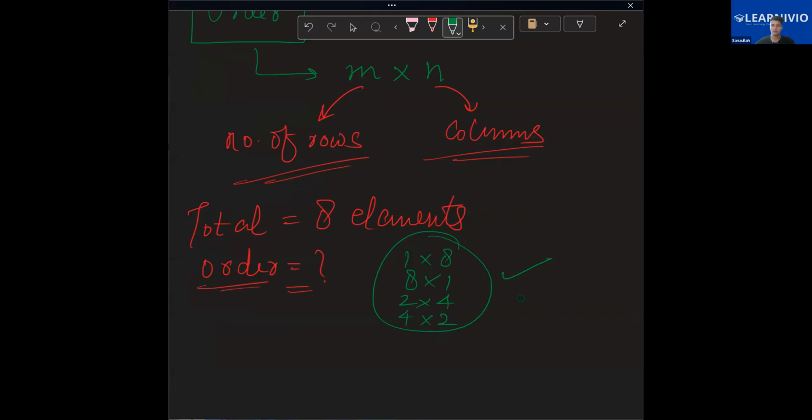Can I take 1.6 plus 5? Can I take this? Sir, no, because the number of columns are whole numbers.